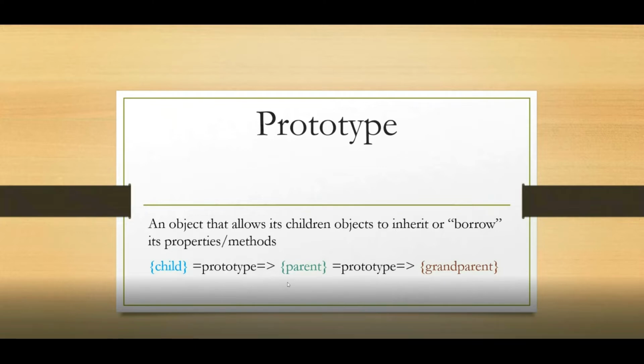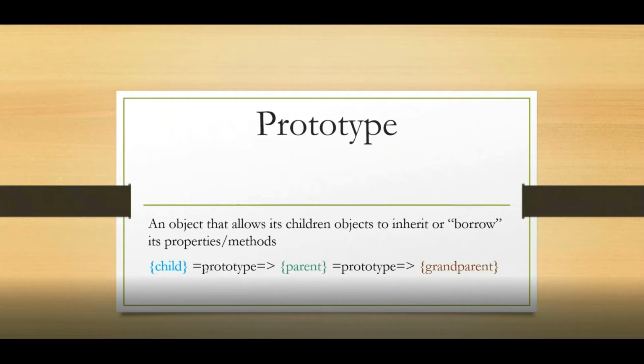So if you look at my silly example on the bottom, you see I have one object, child, and one object, parent. Now this is the child because its prototype is the parent object. All right, so it's the direct child of the parent. The parent's prototype is the grandparent object.